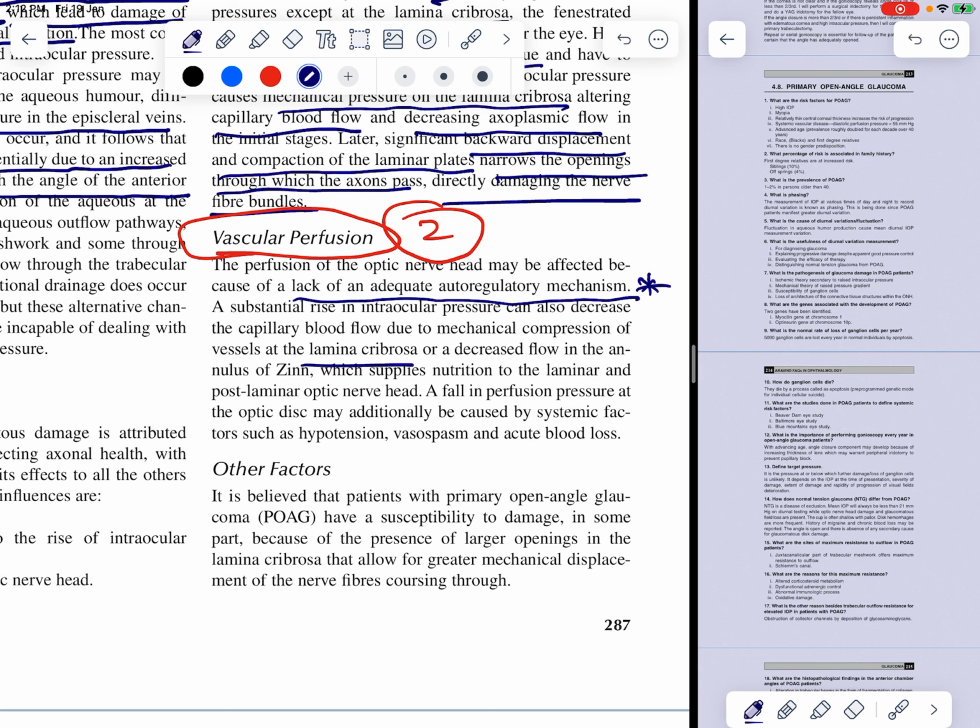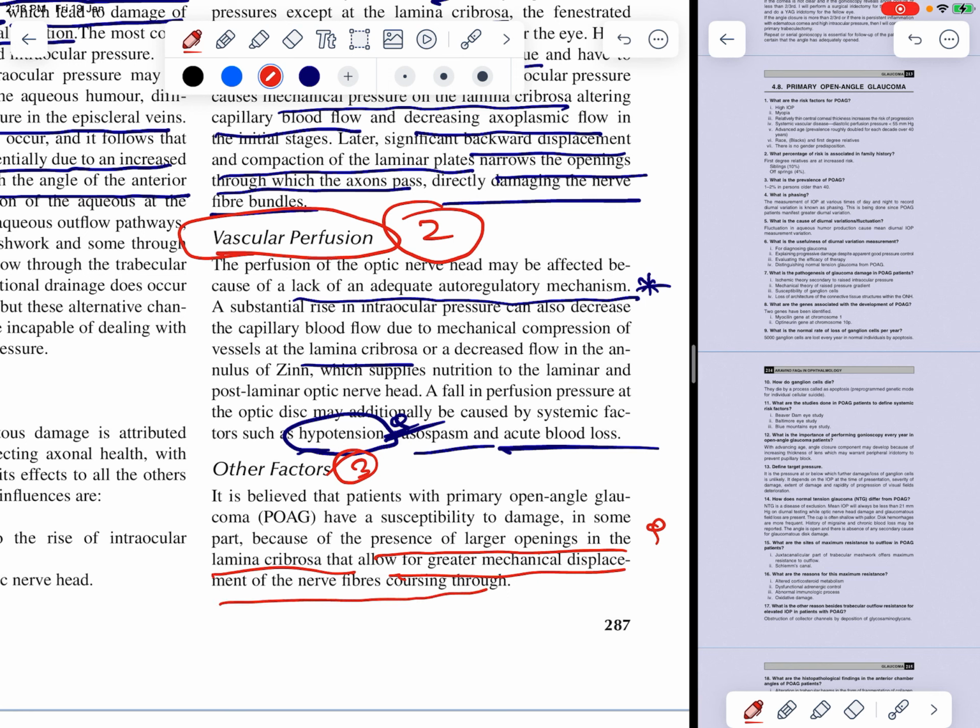A fall in perfusion pressure at post-laminar head may additionally be caused by systemic factors such as hypotension, to be noted, not hypertension, vasospasm, and acute blood loss. Other factors include, these are not much important. It is believed that patients with POAG have susceptibility to damage in some part because of the presence of larger openings in the lamina cribrosa that allow for the greater mechanical displacement of the nerve fibers coursing through.